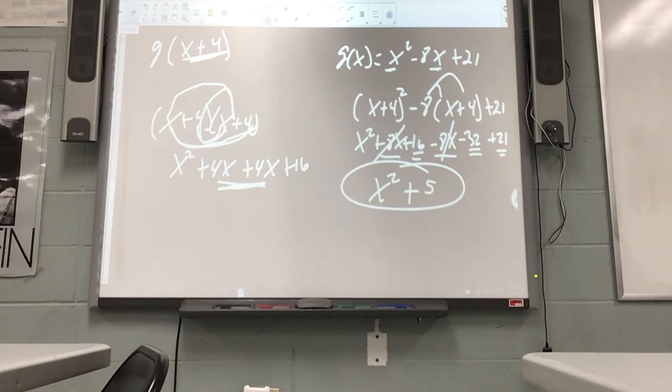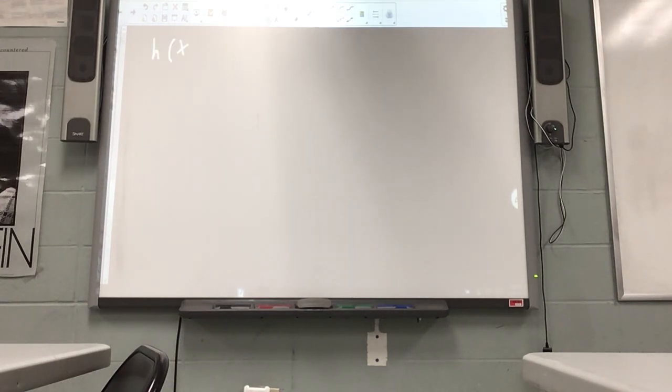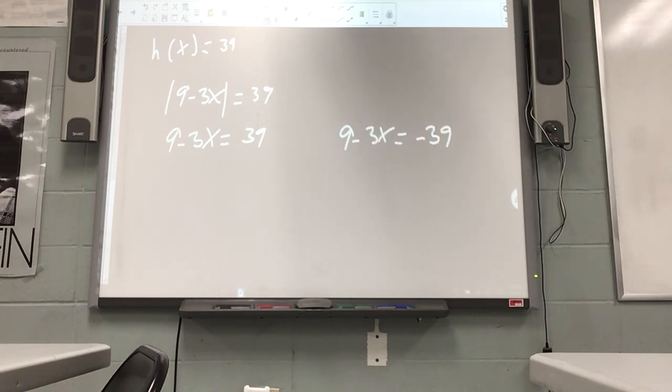On 10, it says if h of x equals 39, find x. So this one, they're not telling you to plug in for x, they're telling you that the whole function is equal to 39. The h of x function is absolute value of 9 minus 3x, and so you just set that equal to 39. Remember back to the beginning of the year, when you've got an absolute value equation, you have to write two equations. The first one, you drop your bars and keep everything like it is. The second one, you drop your bars and make everything on the other side the opposite, so that 39 will become a negative 39.